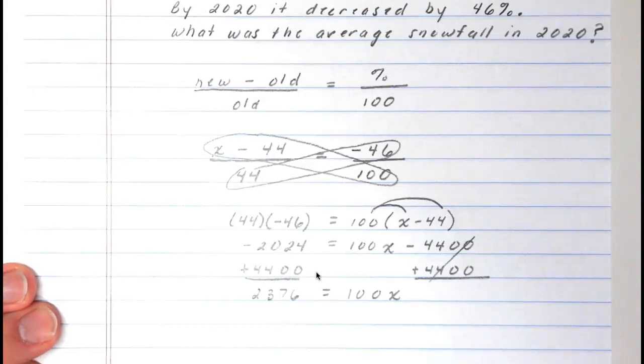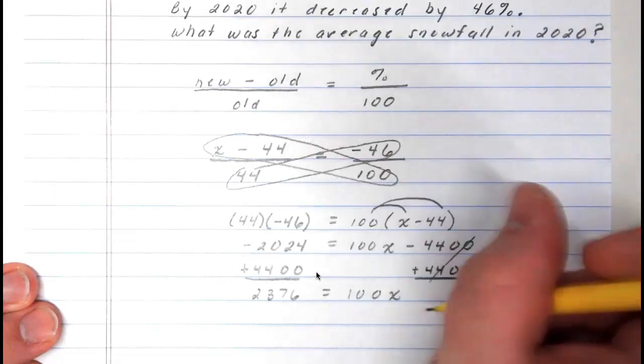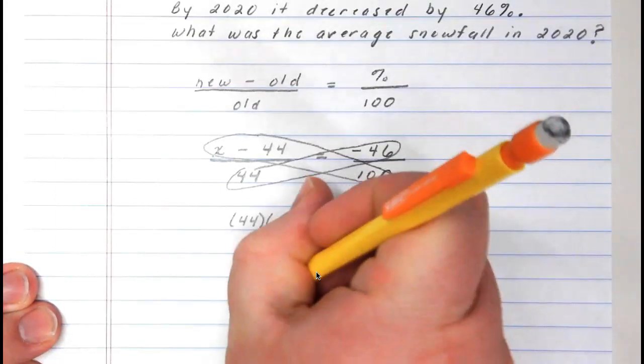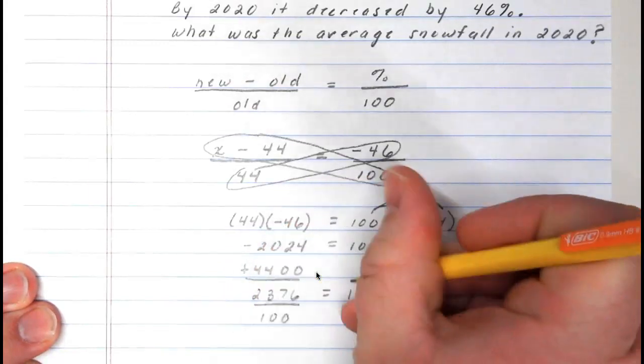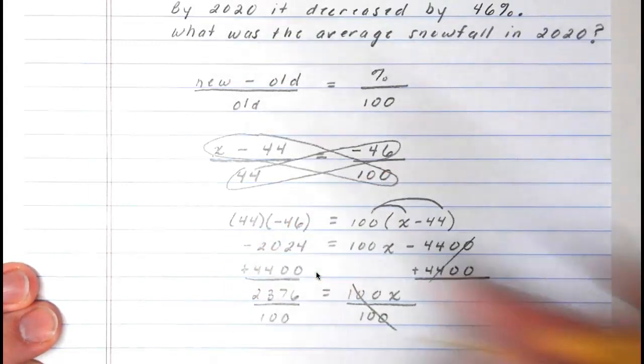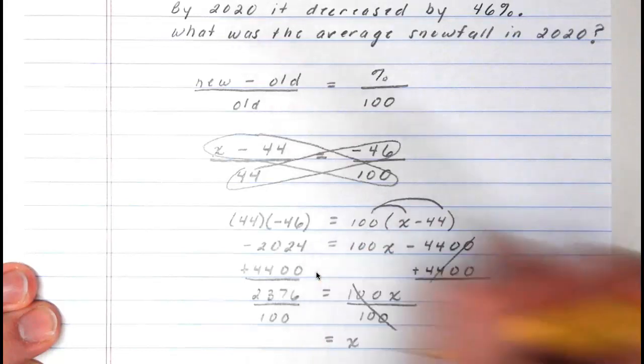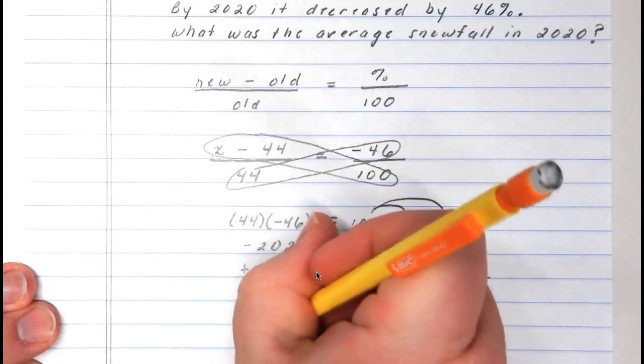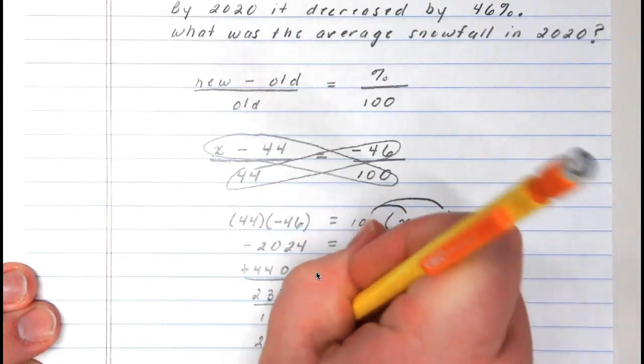So we're almost there. Now we need to figure out x. It's currently being multiplied by 100, so we're going to divide by 100 on the right and divide by 100 on the left. So these cancel, and we're left with an x on the right. And on the left, 2376 divided by 100 would be 23.76.